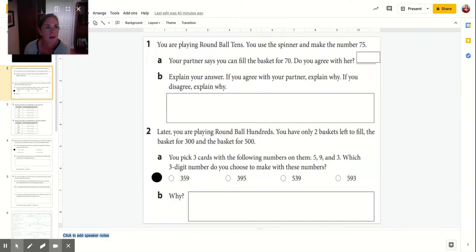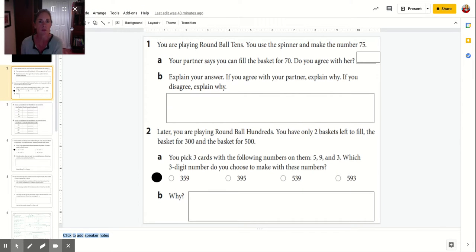Hi everyone. Today in math, we're going to do something a little bit different. We have two things that we're going to do. The first is called a checkpoint, and it's kind of like a quiz where you're just checking in with yourself to see what you know and letting me know what you know.